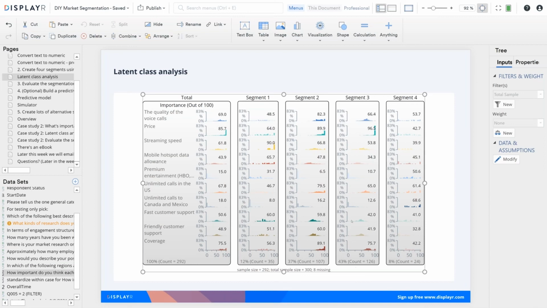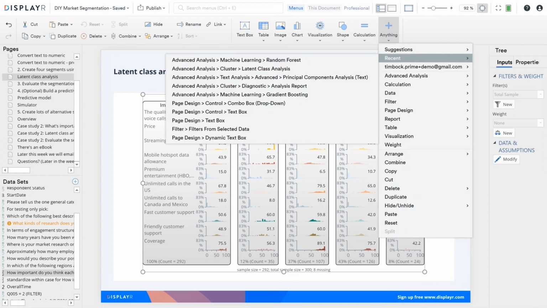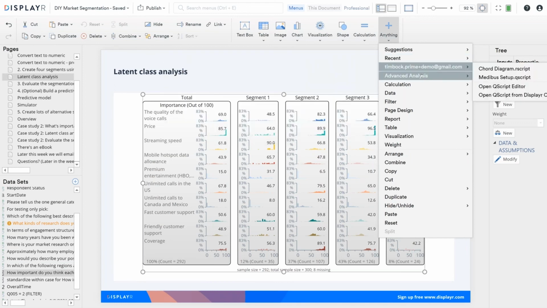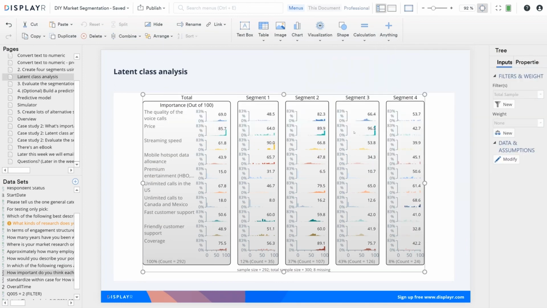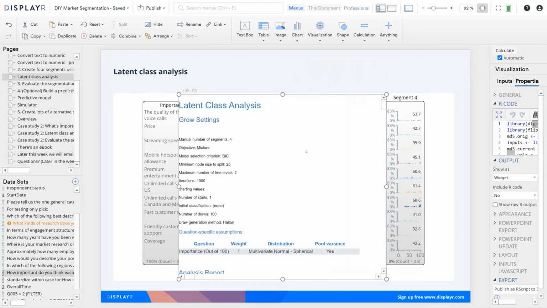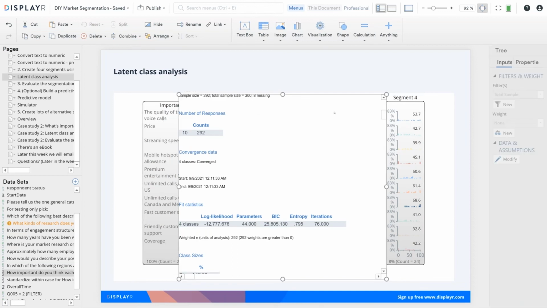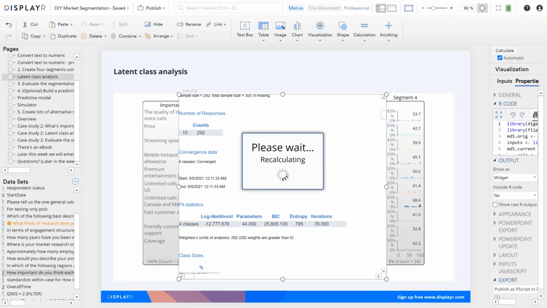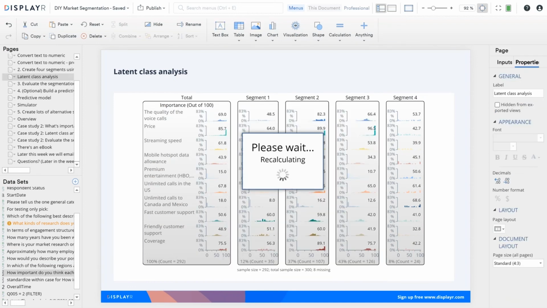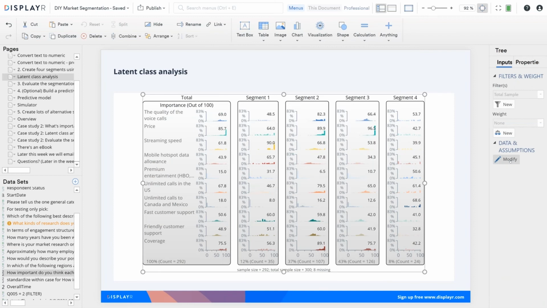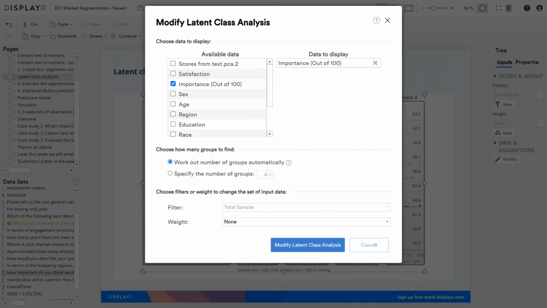The way we do it is we click on the segmentation and then we go into, it's kind of hidden away, the diagnostic something, click analysis report. Here we'll find various things like log likelihood, the Bayesian information criteria, entropy, all that kind of stuff, if you're looking for those types of diagnostics. Similarly, if you're desperate to get Displayr or Q to automatically choose the number of segments, you can do so by just changing it to work out number of groups automatically.